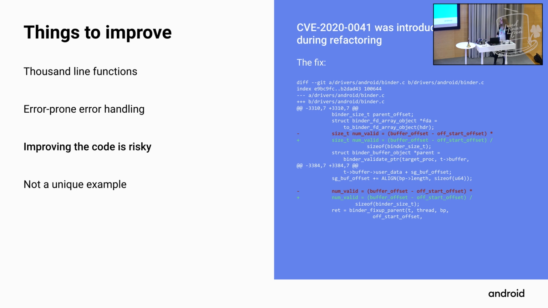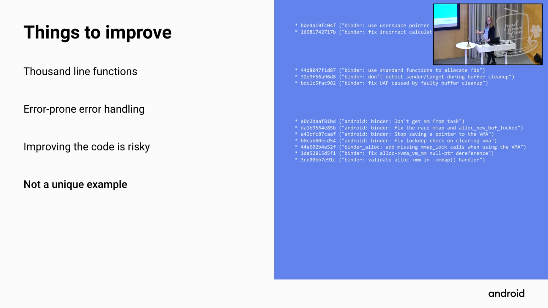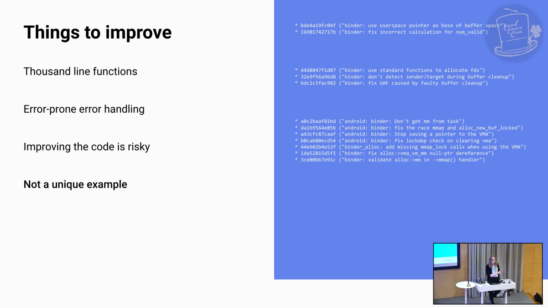But the thing is, this turned into a real vulnerability, and this is not a unique example either. We have had bug fixes that introduced vulnerabilities. We've had fixes for vulnerabilities that introduced vulnerabilities. We've had chains where we fixed a vulnerability and the fix for that vulnerability introduced another vulnerability.